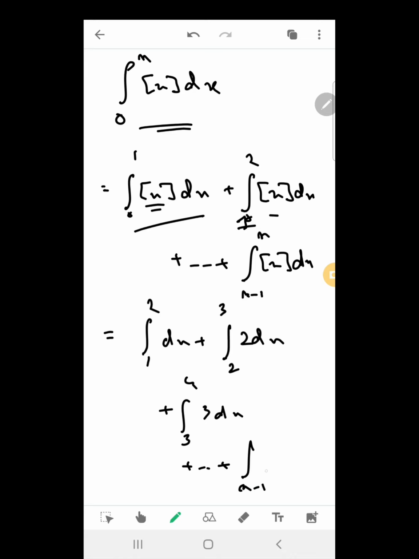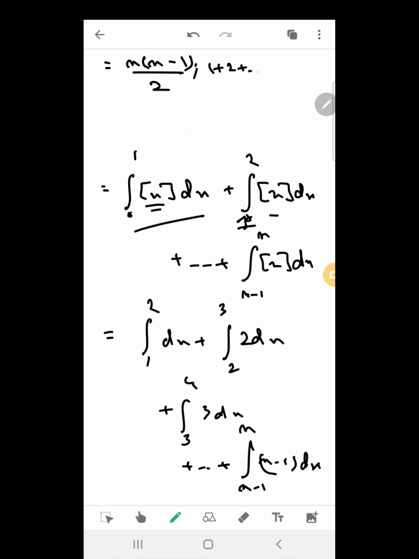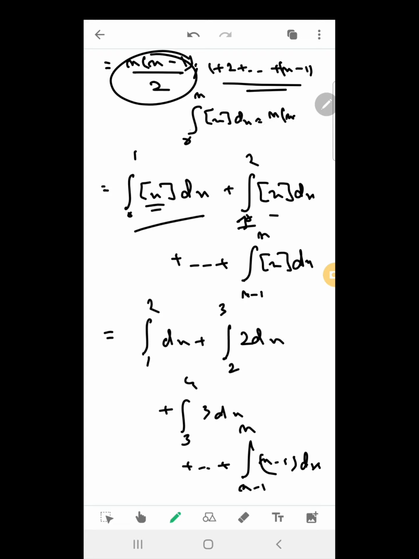Then you have the integral of n minus 1 to n minus 1 dx. I'm rubbing the above portion. So this integration actually comes out to be n times n minus 1 over 2. Reason being, this becomes 1 plus 2 till n minus 1, which is n into n minus 1 over 2. So whenever you are given the integration from 0 to n of box x dx, you can directly put the formula n into n minus 1 over 2. Got it?